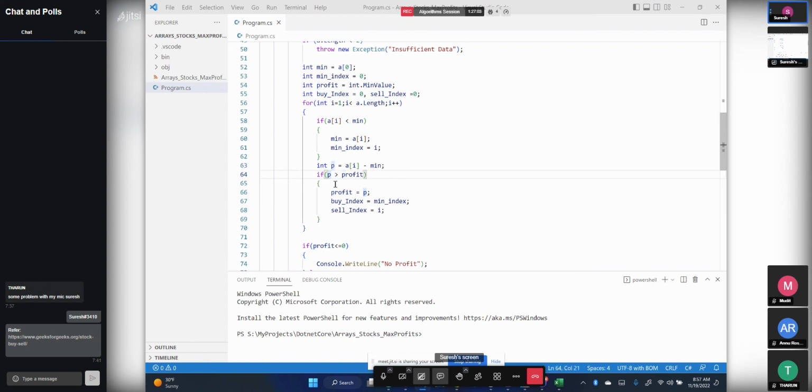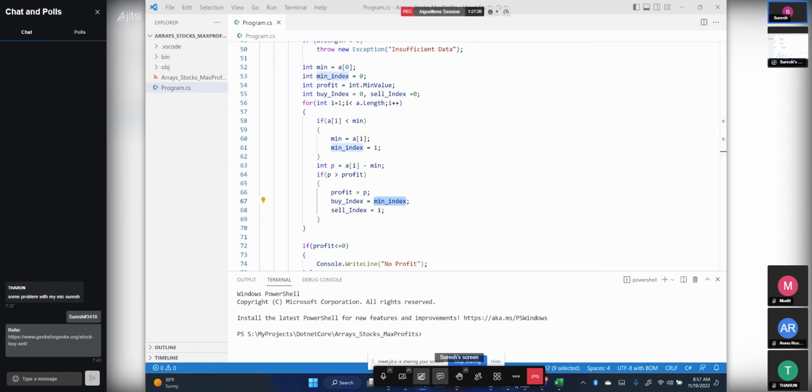If you find maximum profit, whenever you are updating the profit, we'll say buy index equal to minimum index and sell index equal to I. Wherever you are getting the maximum profit, that is the sell index. But what is the buy index? Buy index is basically the minimum index that you are tracking so far.